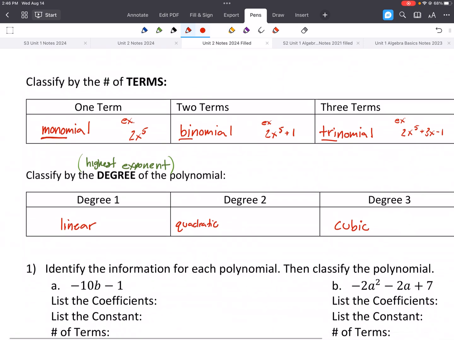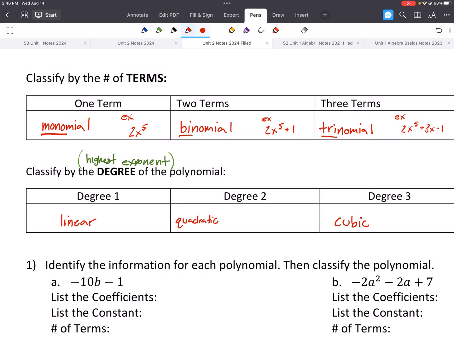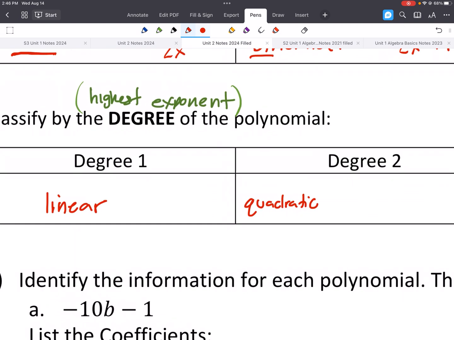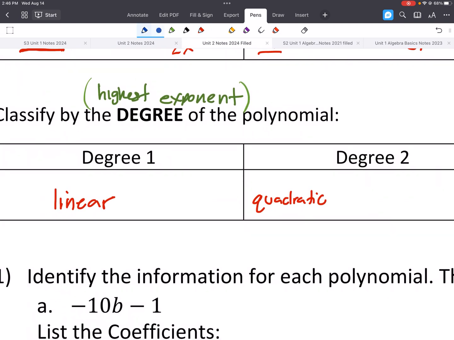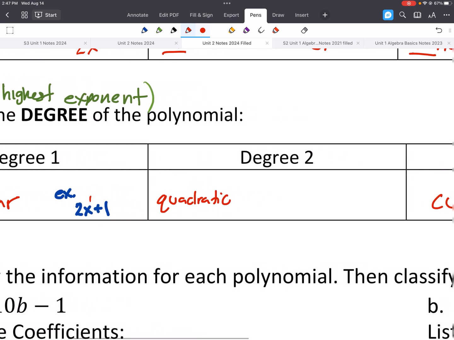We can also classify by the highest exponent. We call that, again, the degree. If the degree is 1, we call it linear. You're probably familiar with linear equations. An example here could be something like 2x plus 1. You don't see the exponent, but the exponent would be a 1 on top of that x. So that's a linear equation. It's also a binomial because it has 2 terms.